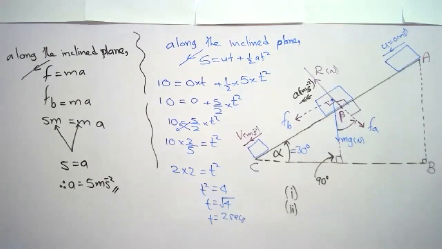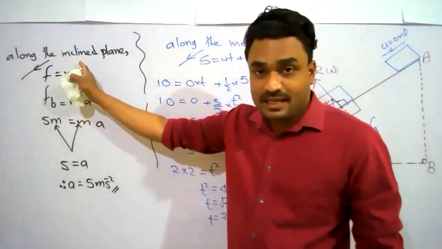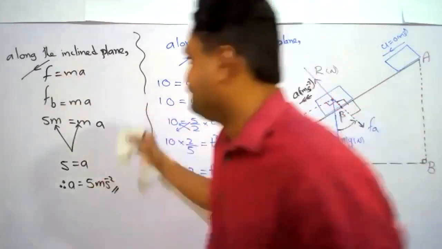Now we want to find the velocity. How do we find the velocity here? Lamai? How do we find the velocity? By applying v equals u plus at. Very good. We should apply the equation v equals u plus at, but you must say that you apply the equation along the inclined plane.